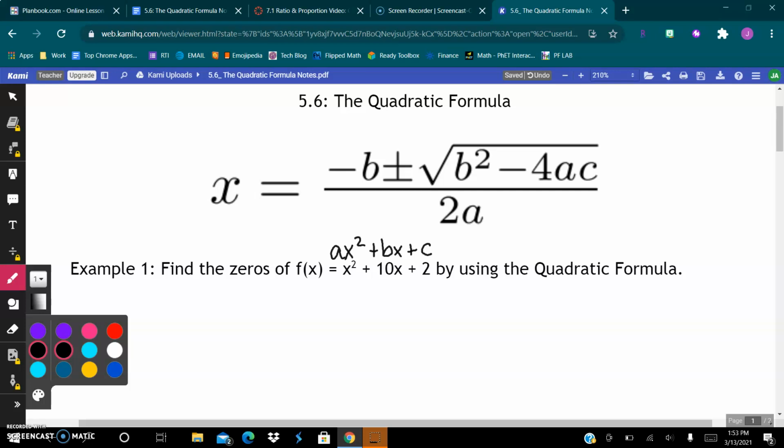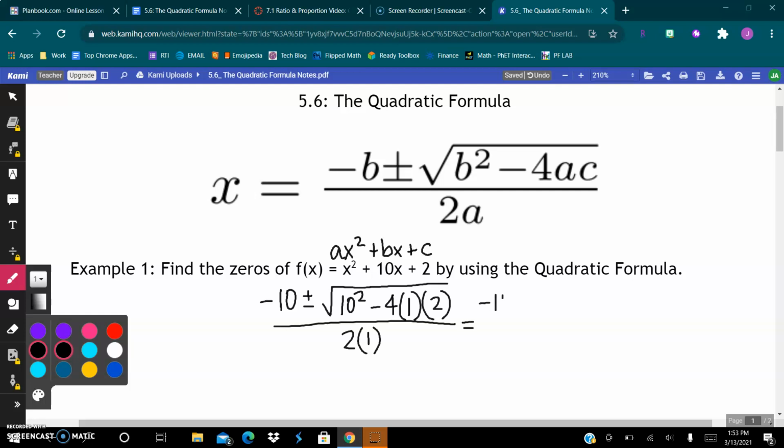So b is in front of the variable x. In this case, it's a 10. And the formula says negative b out front. So we're going to put negative 10 plus or minus the square root of b squared. That would be 10 squared minus 4, it's always 4 times our a value. There's not a value in front of x squared in this one, so it's a 1. And then times our c value, which in this case is a positive 2. And that's all going to get divided by 2 times our a value, which we already said was 1 in this case. So once we plug in those numbers, we can start simplifying.